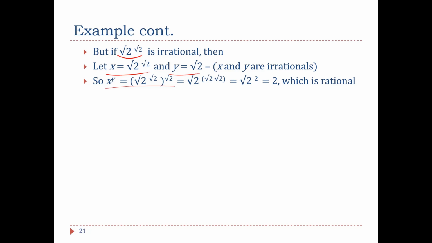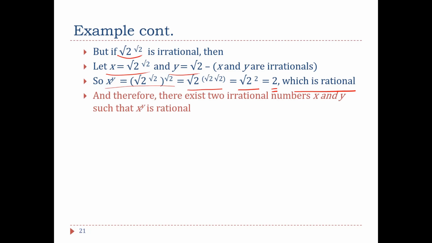However, if we unfold it, we find that this is equivalent to square root of 2 to the power square root of 2 times square root of 2, which is square root of 2 squared, and which yields square root of 2 to the power of 2, which is equal to 2, and which is rational actually. So hence, our assumption cannot be true, and there must exist two irrational numbers x and y such that x to the power y is rational.